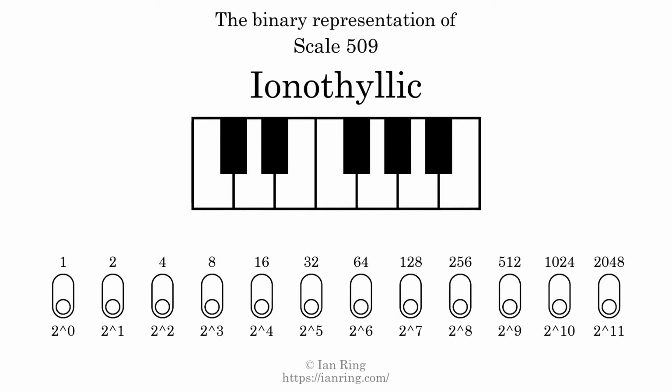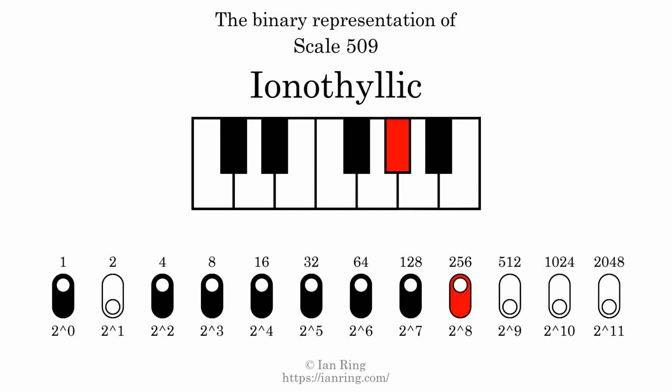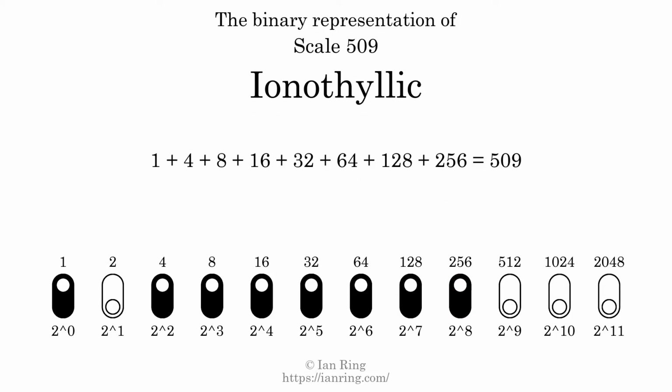The binary representation of this scale is determined by mapping tones of the scale to binary digits. Each binary digit represents a power of 2. To get the scale number, we add the powers of 2 together. The powers of 2 that are present in the scale, all added together, equals 509. That is why the scale number, in decimal, is 509.